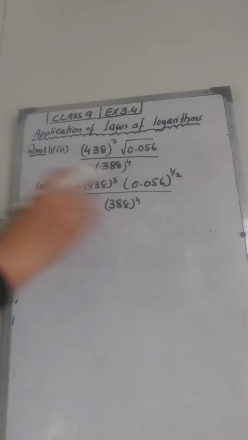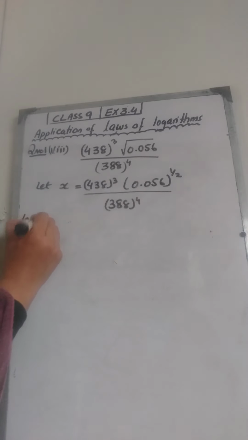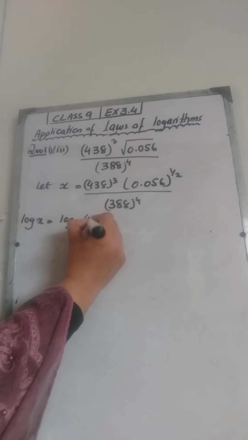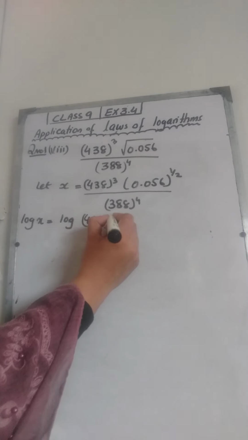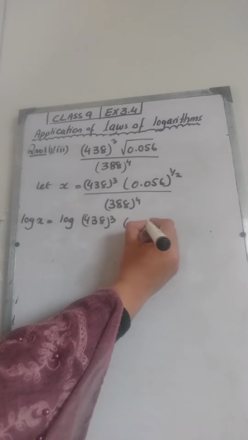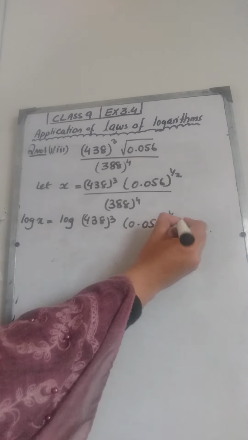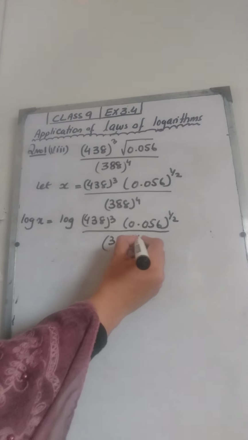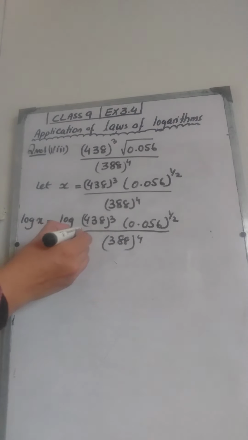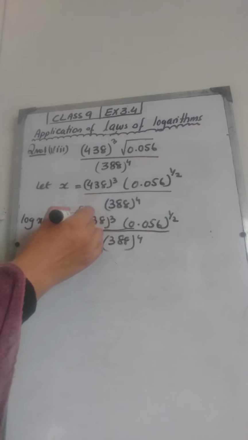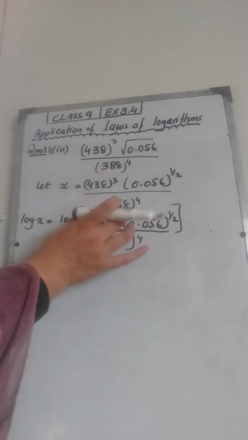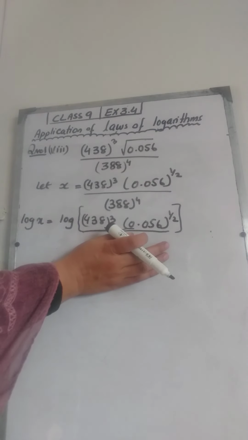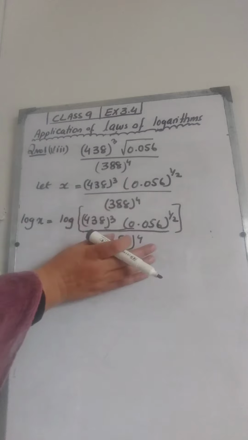The next step will be taking log of both the sides. Log of x will be equal to log of 438 raised to the power 3, 0.056 raised to the power 1 by 2 and 388 raised to the power 4. Now here the log is applied on this quotient. You have a numerator and a denominator. So this whole number will be m. Log of m over n is equal to log of m minus log of n.